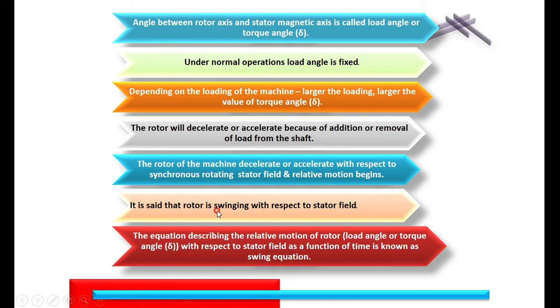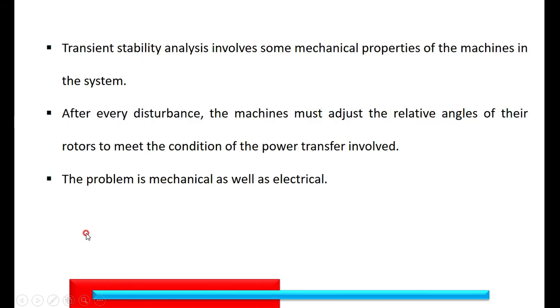Therefore, it is said that the rotor is swinging with respect to the stator field, because the speed of the rotor either accelerates or decelerates with respect to the stator. That is why the equation describing the relative motion of the rotor, that is the rotor angle delta with respect to the stator field as a function of time, is known as the swing equation.